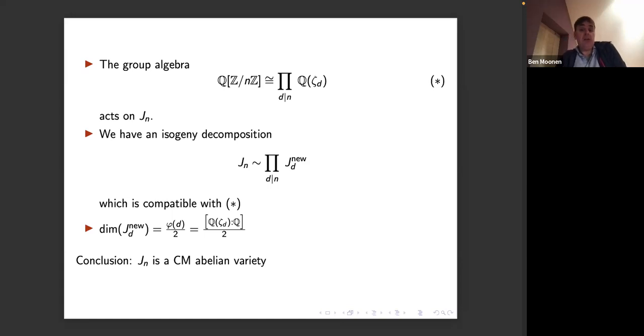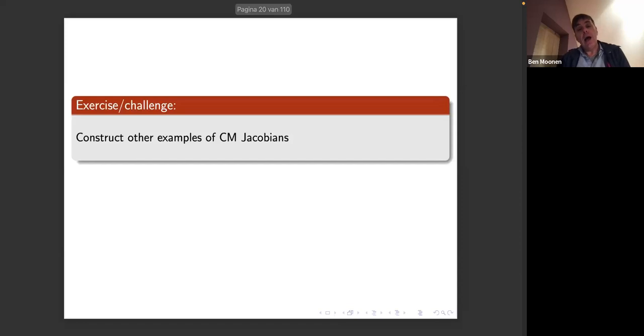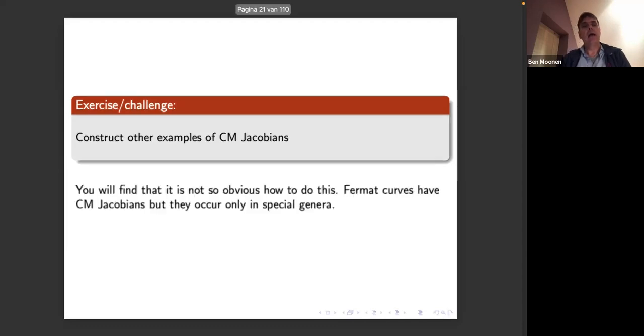And, well, you can say that was pretty easy, it was very explicit. And now comes the challenge for you, and that's to construct other examples. And you will find out, unless I am missing something, that I've taken away the easy example, and all that's left now is quickly becoming a lot more difficult. I mean, of course, there are some curves which have lots of automorphisms, and if you're lucky, you might find something. So for instance, Fermat curves have CM Jacobians.